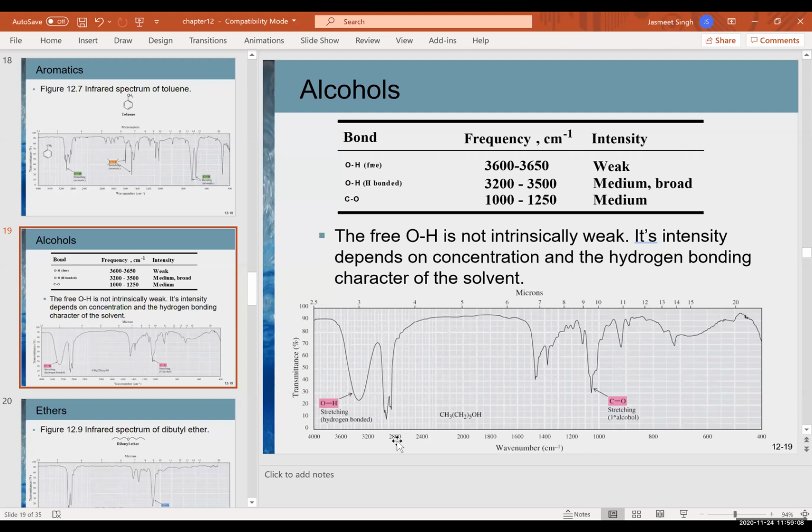So this is at around 2800 to 3000. So what are these peaks? CH stretching. And how about this one at 1450-ish? CH2 bending. And how about this one? The CH3 bending, the terminal CH3, yep.